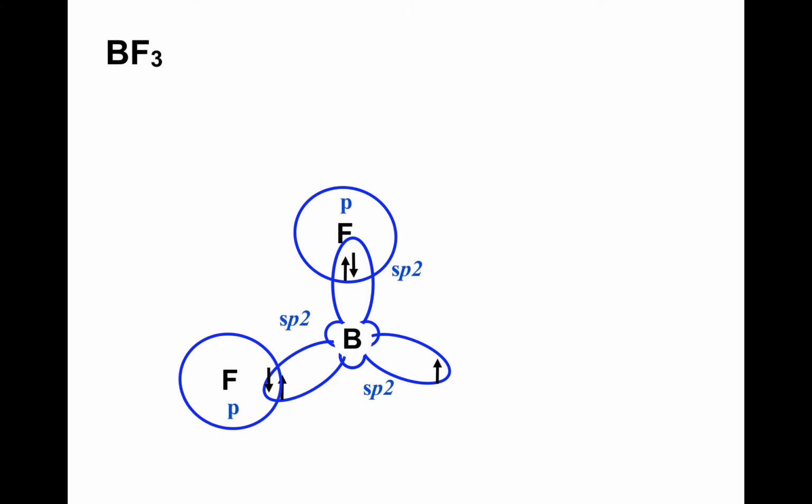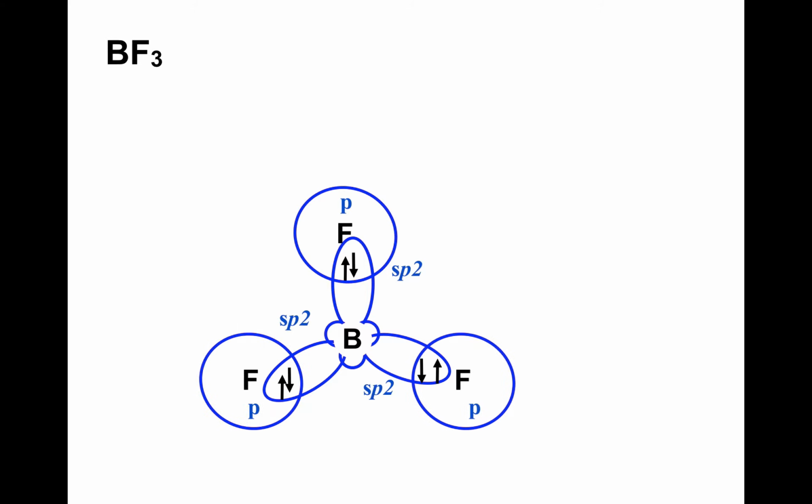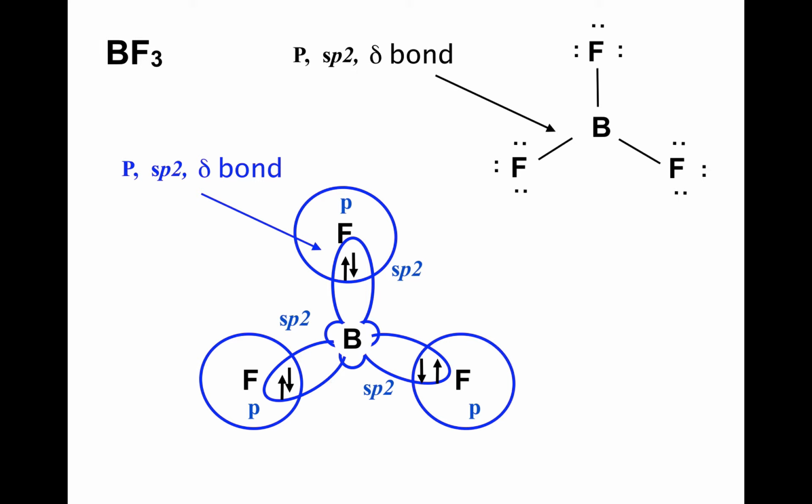So I've got 3 places to do these sigma overlaps with the boron. So we've got a p-sp2 sigma bond. I mean, this is the whole point of hybridization, to rationalize how I get this planar trigonal molecule where I'm overlapping with the boron and the fluorines. So that's what the line represents. It represents a p-sp2 sigma bond. The electrons are shared between the 2 nuclei.